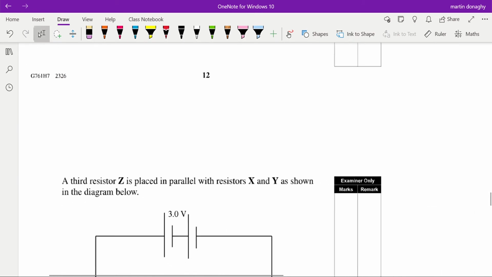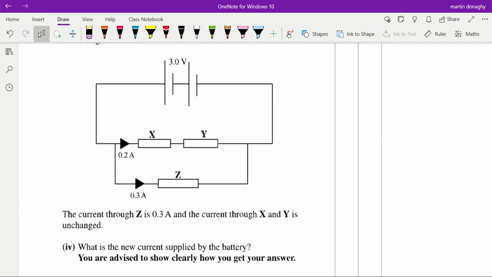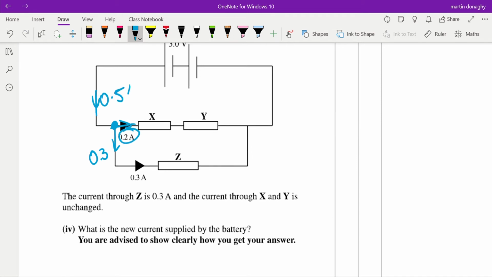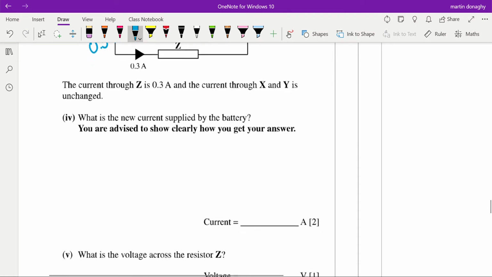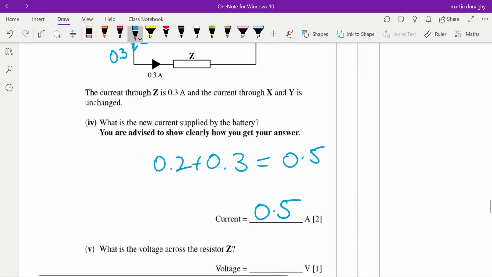A third resistor is placed in parallel with X and Y as shown. The current through Z is 0.3 and the current through X is unchanged. What is the new current supplied by the battery? Well, if we look at this junction here, 0.3 goes this way, 0.2 goes that way, add them together, it must be 0.5 amps went into that junction. It says to show clearly how we get our answer, so let's do that. But it's not very complicated, we don't need all that space.